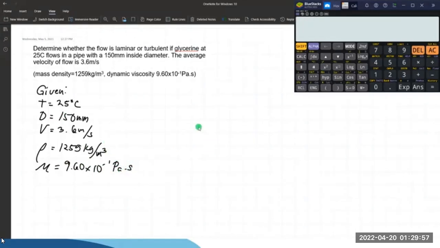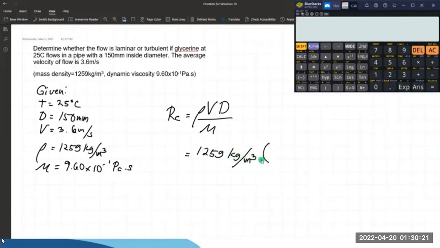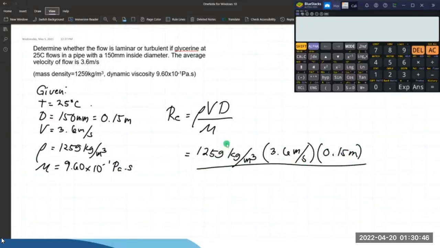So let's solve this using the formula for the Reynolds number, which is equals to rho v d over mu, since we have a given dynamic viscosity. So the given mass density is 1259 kilograms per cubic meters. The velocity 3.6 meter per seconds. Diameter 150 mm. We convert that in meter. So divide by 1000, that's 0.15 meters, for us to have a consistent unit of meters on all the given values.